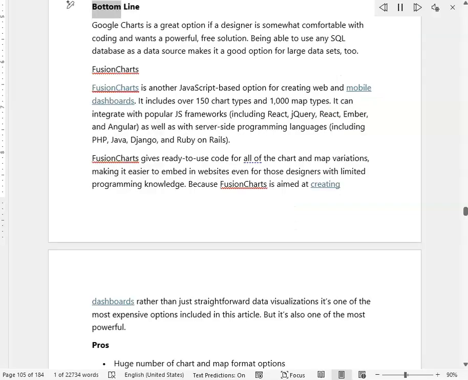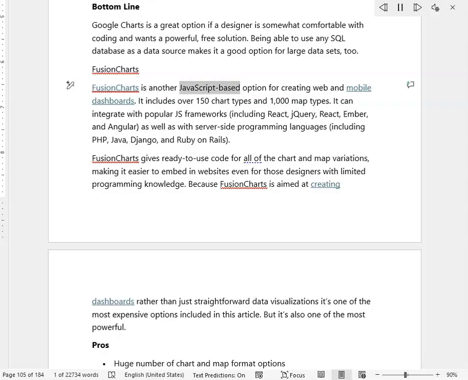Examples. Bottom line. Google Charts is a great option if a designer is somewhat comfortable with coding and wants a powerful free solution. Being able to use any SQL database as a data source makes it a good option for large data sets, too. Fusion Charts.